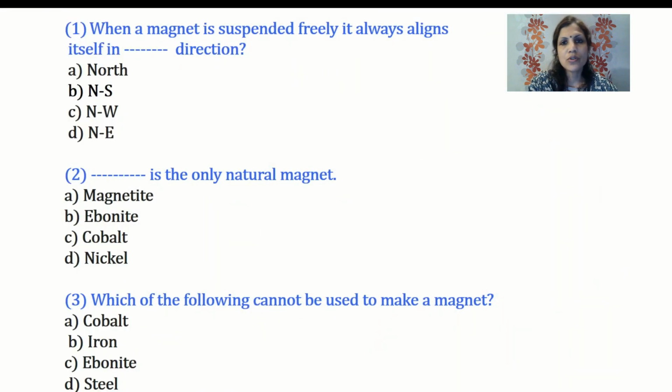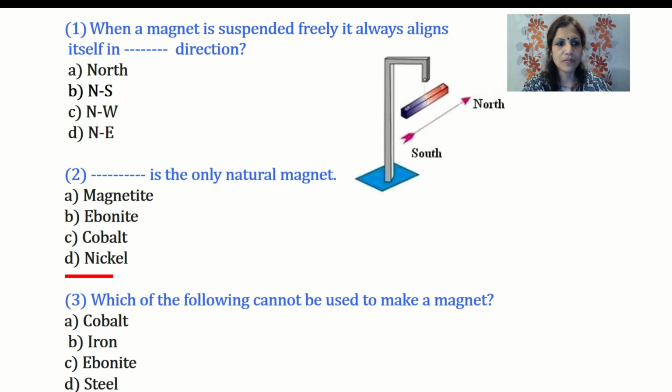These are all multiple choice questions which will be part of your paper for the final exam. So you have to select the correct option and click there. First question is, when a magnet is suspended freely, it always aligns itself in dash direction. In your theory period, you have understood this concept, children, that when a magnet is freely suspended, it always points in north-south direction. So our answer will be north-south direction.